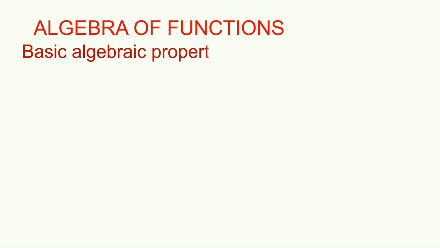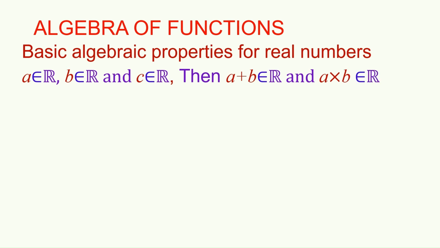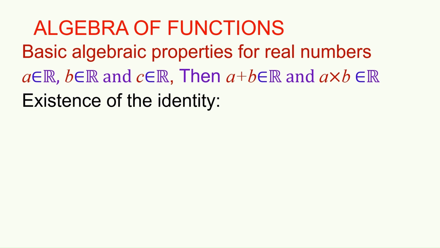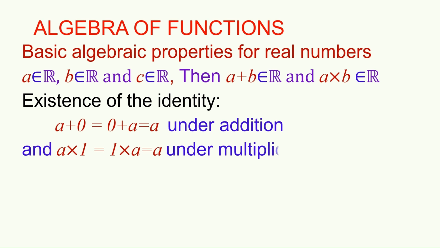Basic algebraic properties for real numbers. a, b, and c are elements of the set of real numbers. Then a plus b is also an element of the set of real numbers, and a times b is an element of the set of real numbers. Existence of the identity: a plus 0 equals 0 plus a equals a, so it is 0 under addition. And a times 1 equals 1 times a equals a, and it is 1 under multiplication.